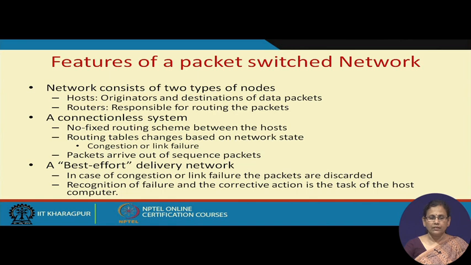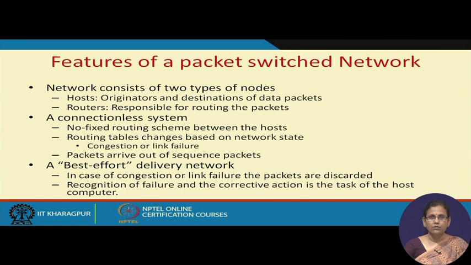Then we have another kind of node which are called routers. These routers are simply responsible for moving the data packets in a specific direction depending on the address attached to it. This is a connectionless system. By connectionless, we mean whenever we send the data packets, they need not follow the same route. They are broken into small packets and they need not be sent on the same route. There is no fixed routing scheme between the hosts. The connection is maintained using a routing table, which is changed based on the network state. And if there is any congestion over any link, then it can change.